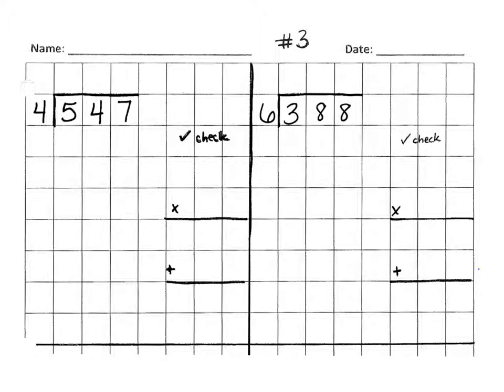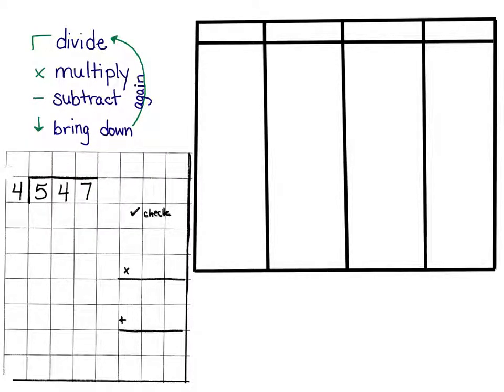Make sure you have a place value chart out. Alright, we're going to do the first problem, 547 divided by 4. I'm going to show you how to do it on a place value chart so you can see how we do each step of division.